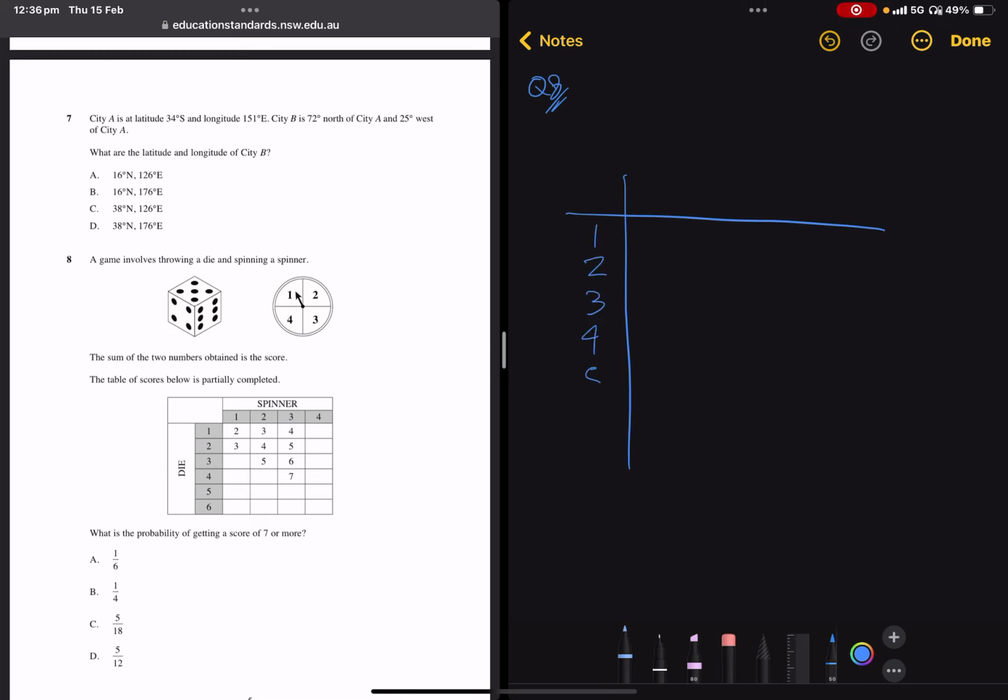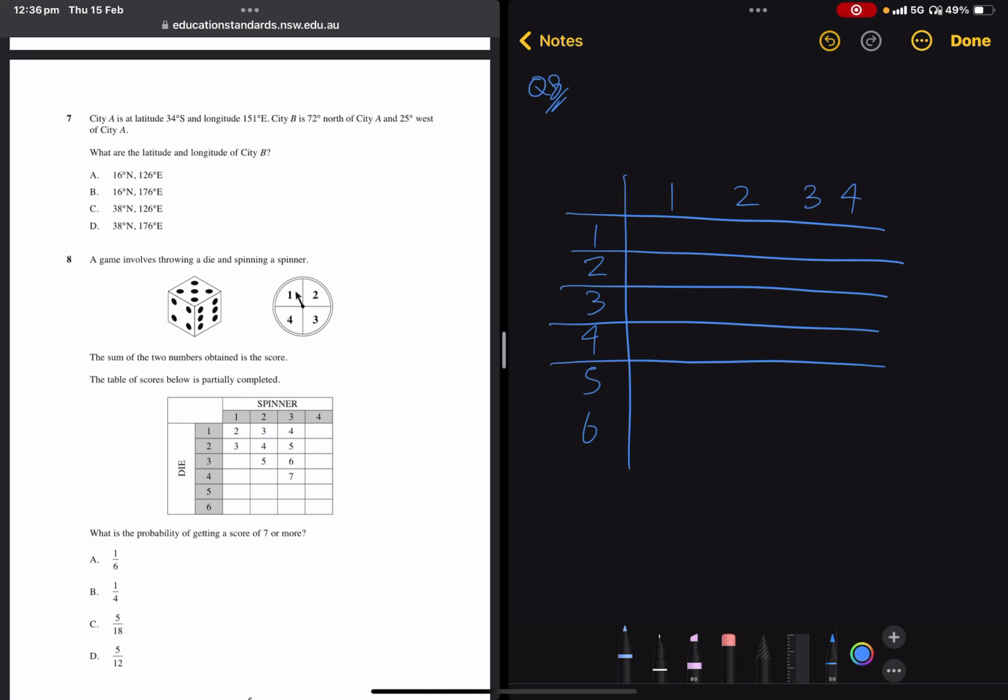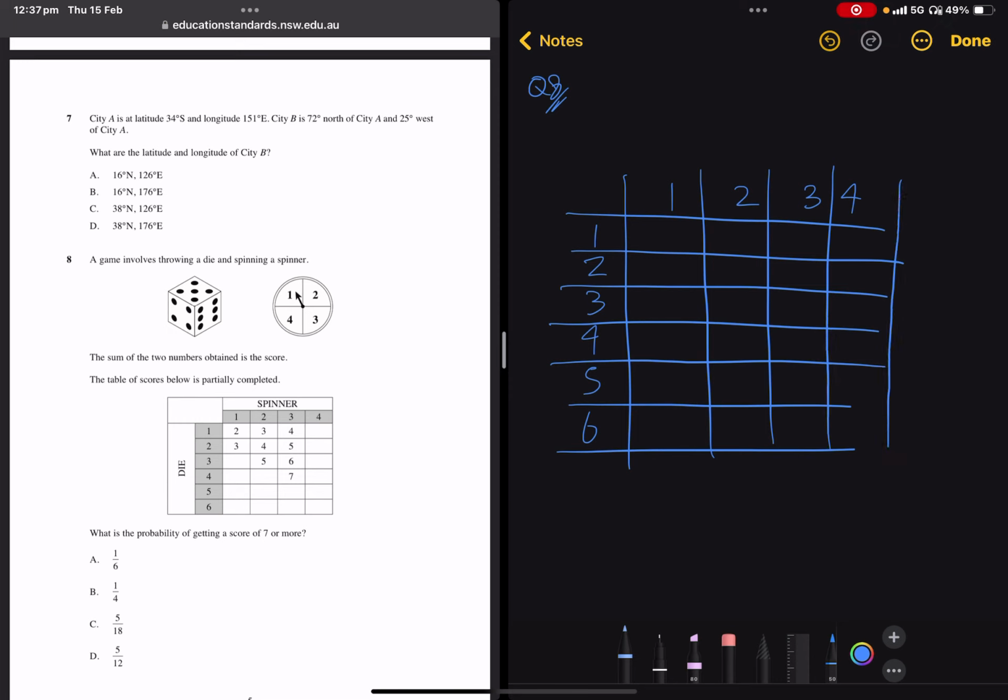1, 2, 3, 4, 5, 6, and then we have 1, 2, 3, 4. So we're going to have something like 24 outcomes, 6 by 4. 1s, 2s, 3s, and then 4s. So we have to add the values to get the scores. So this will be 2, 3, 4, 5, 3, 4, 5, 6, 4, 5, 6, 7, 5, 6, 7, 8, 6, 7, 8, 9, 7, 8, 9, 10.